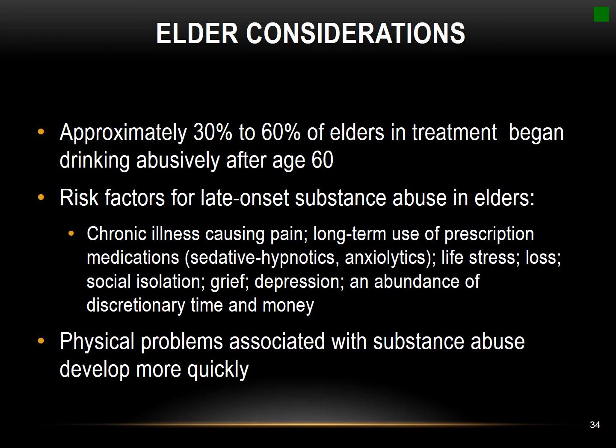Let's talk about some considerations for our older folks. About 30 to 60% of elders in treatment don't start drinking abusively until after age 60. So late onset has risk factors, including chronic illness or use of prescription meds, and the stressors that people go through later in life, like grief and loss. Older folks also have a little more time on their hands if they're not working, and they may have a little more spending money. With older folks who develop substance use disorder, their physical problems develop a lot more quickly and with more severity.